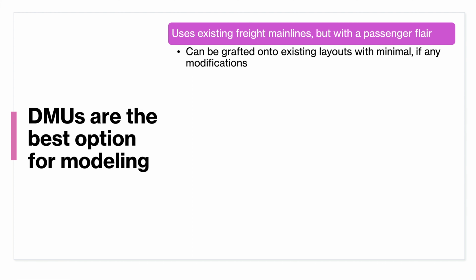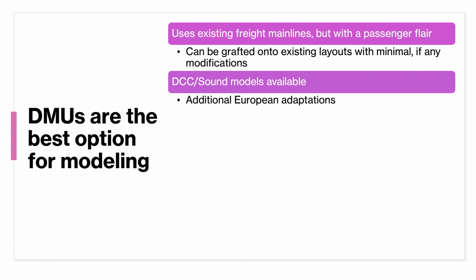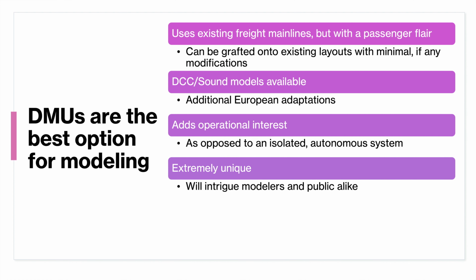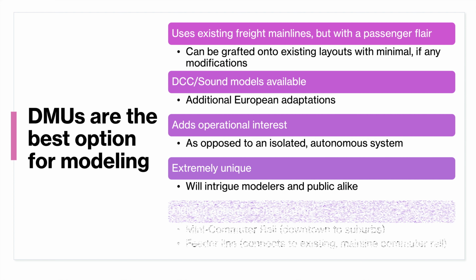Now, finally, I do think that DMUs are the best option for modeling, in part because they use existing freight main lines, but add a passenger flair to it, so they can be grafted onto existing layouts with minimal, if any, modifications. There are currently DCC sound models available, and there are also models of European vehicles that could be fitted to minor adaptations or kitbashing. This also adds operational interest, as opposed to an isolated autonomous system. The DMUs are competing with the freight trains for train time, and would add some intrigue for a dispatcher. And then they're also extremely unique. Since it's really never been done before, it will intrigue fellow modelers and the general public alike.